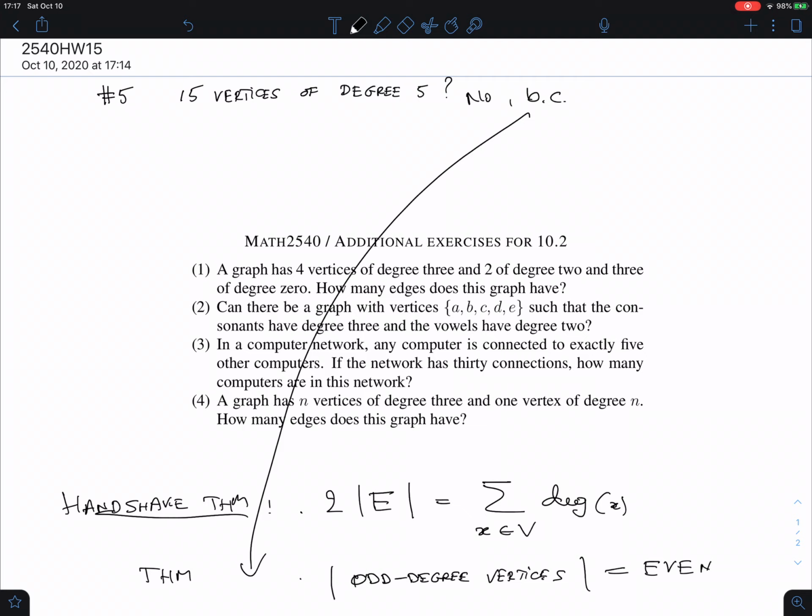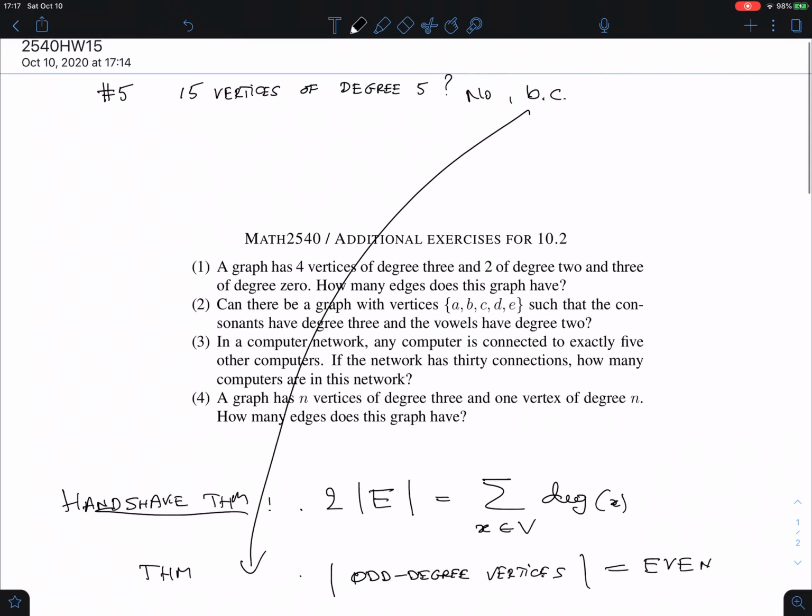Look at what the sum of the degrees is. If there are 15 vertices of degree 5, this number would be 5 times 15, right? They all have degree 5. There are 15 of them, so altogether this is 75. This can never be an even number. So for the same reason, we have an answer: no.